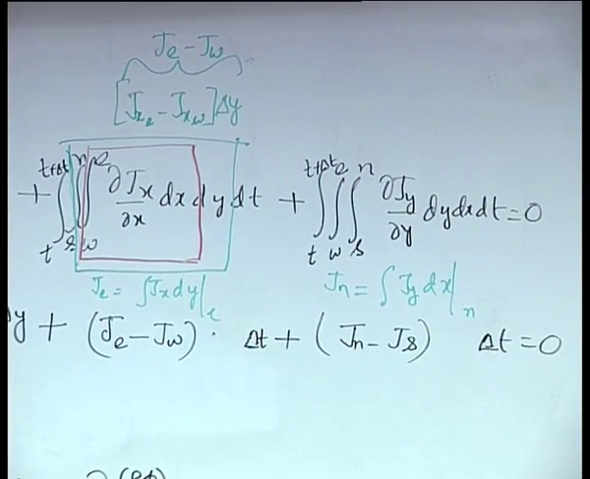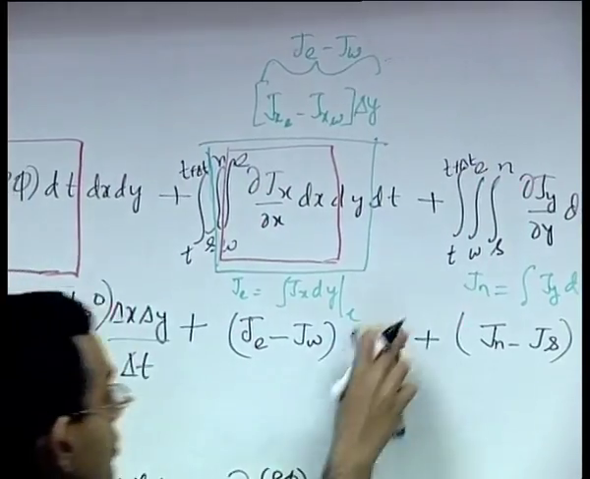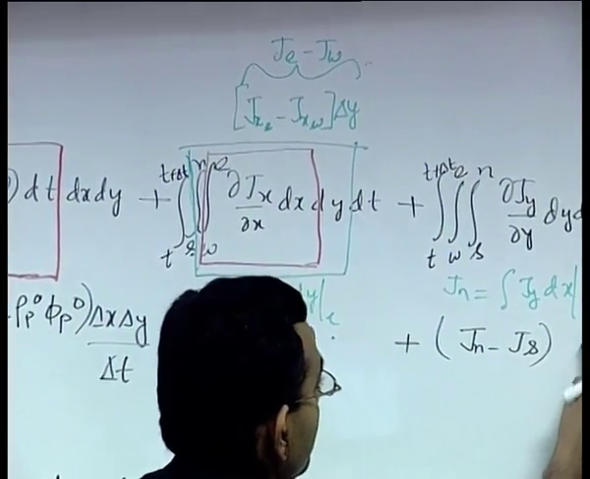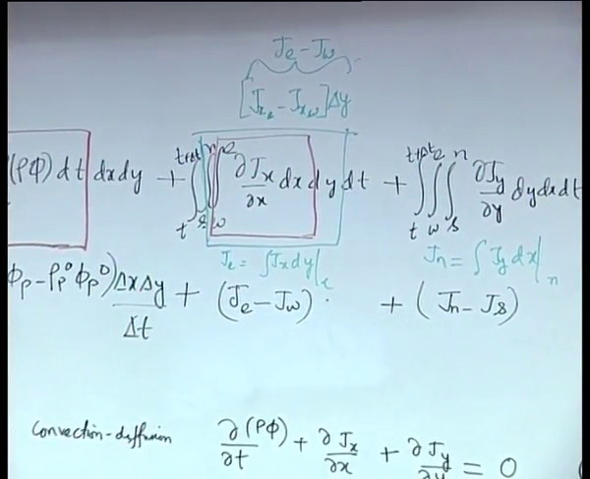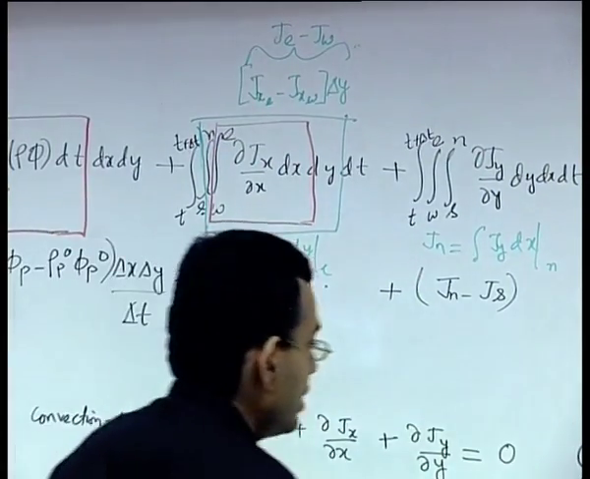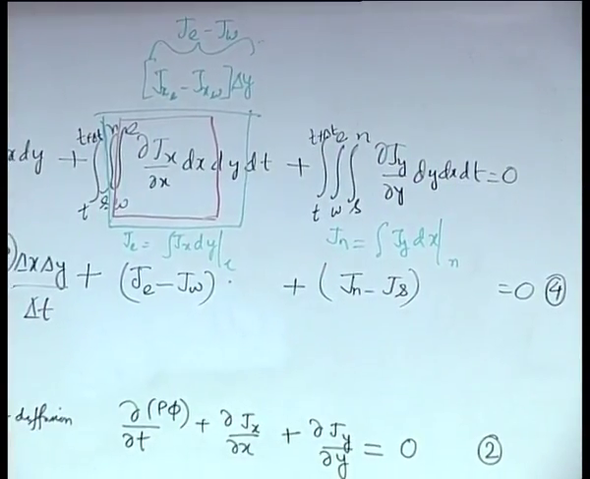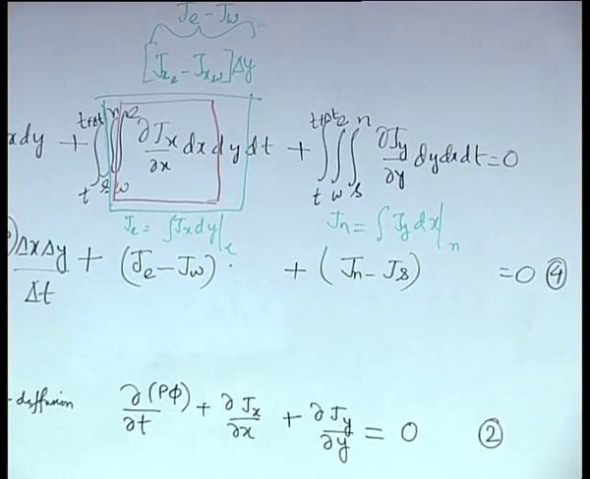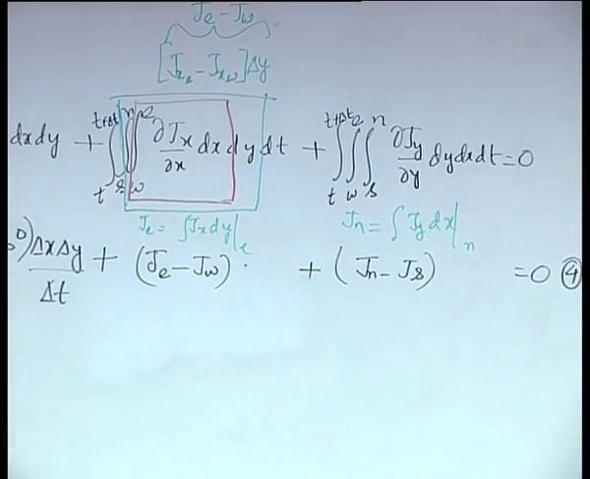Now, you can again divide both sides by delta t as you did for the continuity equation. So, the discretized equation will come as this. Let us say this is equation number 4. Equation number 1 and 2 were the continuity and the convection diffusion equation. Equation number 3 is the discretized continuity equation, and equation number 4 is the discretized convection diffusion equation.